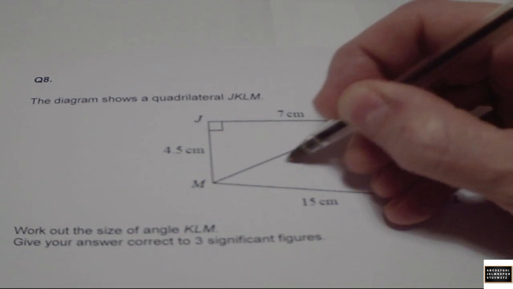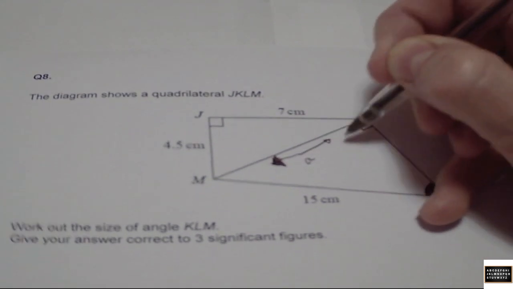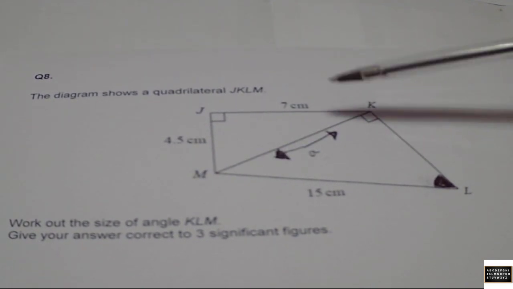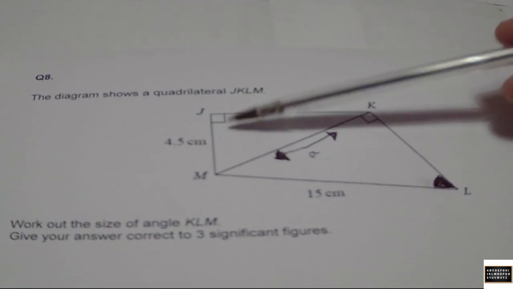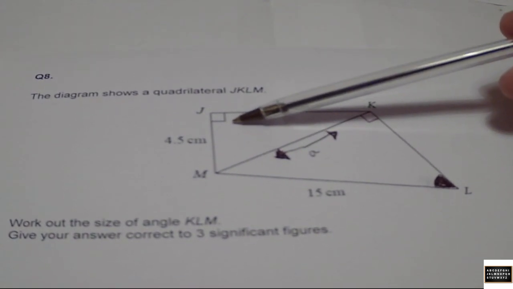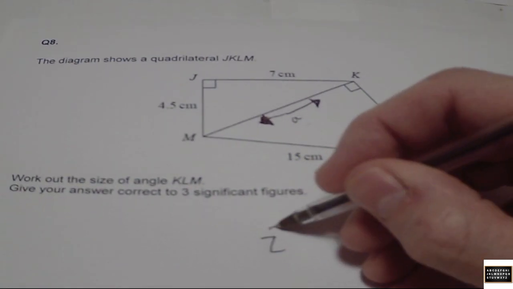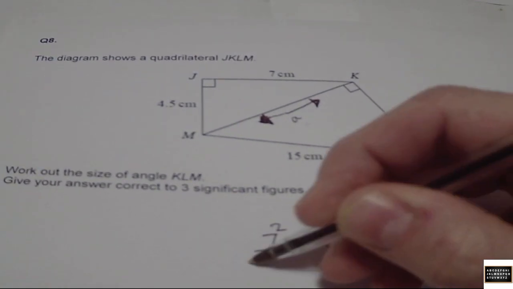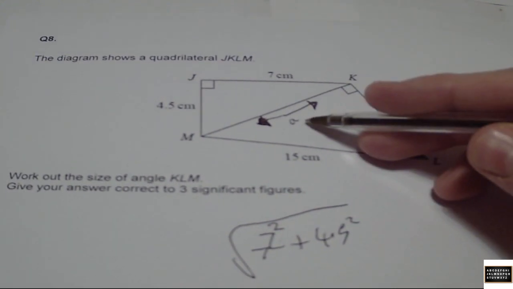So I'm going to call this length little a, just using the first letter of the alphabet. I'd be able to work out a strategy from this and this, because this is a right angle triangle also. So we can use Pythagoras' theorem to get this length, the hypotenuse of my first right angle triangle, and that's very easy to do. We just do 7 squared plus 4.5 squared, and then square root it to get this length a.